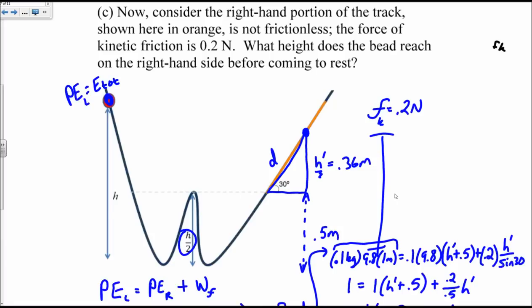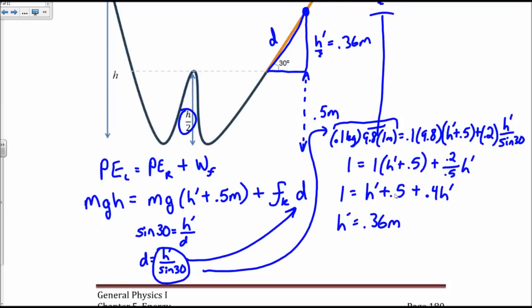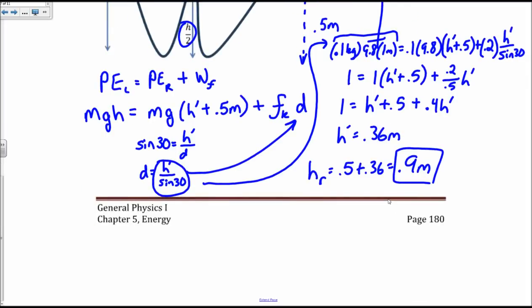All right, that tells me that this distance is 0.36 meters, but I really want to know what is that distance. All right, and so that distance, I'll call it hR for h on the right side. So hR is going to equal 0.5 plus 0.36, which would be 0.9 meters. So whereas it started at 1 meter, it ends at 90 centimeters, 10 centimeters below where it started, because the work done by friction takes away some of the energy. All right.